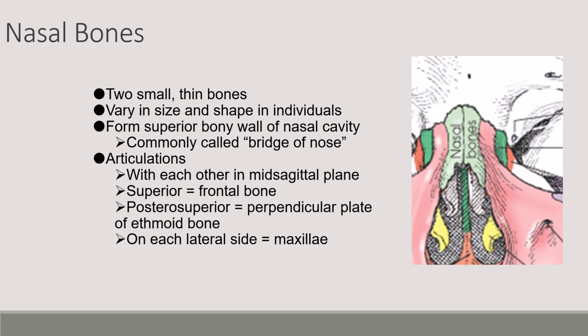So for the articulations of the nasal bones, they articulate with each other along the mid-sagittal plane, very much like the parietal bones do. Superiorly, they junction with the frontal bones. Right at the nasion is the nasal frontal suture. Posterior superiorly with the perpendicular plate of the ethmoid bone, which is in the dark green there. You can see it inside the nasal cavity. And then laterally on each side with the maxillary bones, left and right maxillary bones. Kind of got just that little protuberance in there sticking in between the nasal bones and the lacrimal bones.